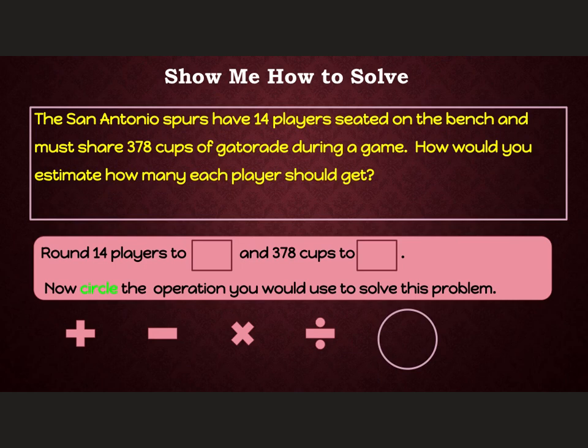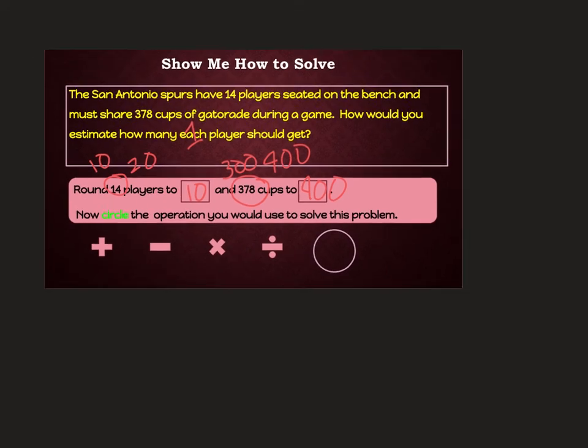Remember, each means one. Well, it's not even telling me to solve it. It just wants me to round 14 players. Well, 14 here, is it closer to 10 or is it closer to 20? That's closer to 10. And for 378, is it closer to 300 or is it closer to 400? And that is closer to 400. So if I was going to be solving this, again, let's think about the strategy we talked about on the last slide.